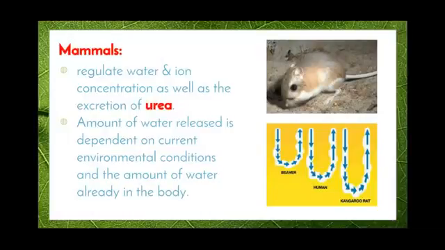So we've been looking at humans quite a bit in terms of their kidneys, but now we're looking at other mammals. Mammals need to regulate their water and ion concentration as well as excrete urea. That's the role of their kidneys. The amount of water that is released depends on the current environmental conditions and the amount of water already in the body. Obviously some organisms, such as our kangaroo rat here, live in an environment where there's not much water, as opposed to our beaver, which lives in an aquatic environment or near one where it has easy access to water.